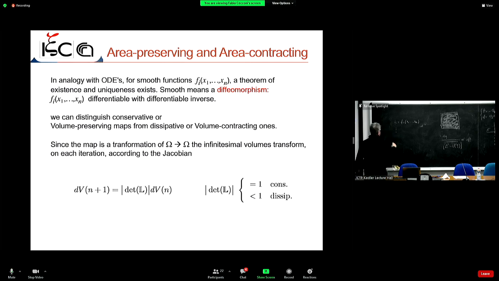In n dimensions, the Jacobian is the matrix of the derivatives dFi with respect to xj. Or if you consider the map as n plus 1, it is nothing but the derivative of xi at time n plus 1 with respect to xj at time n. This is the Jacobian, and it tells you how volumes are preserved or change in time. Equal to 1 means volume is conserved and the map is conservative; equal to minus 1 means the map is dissipative. Very simple.